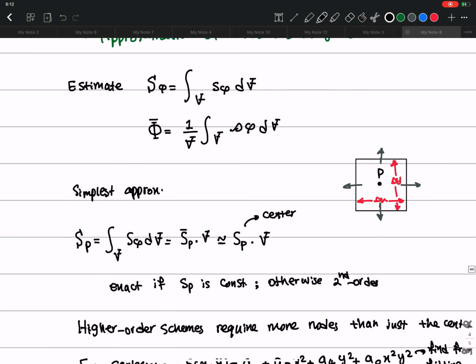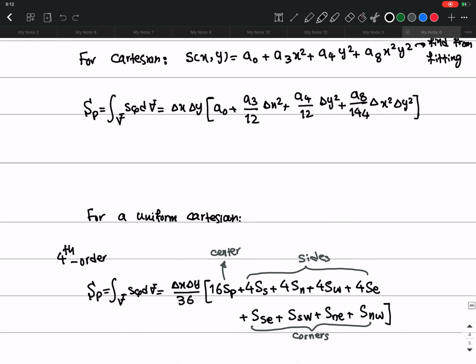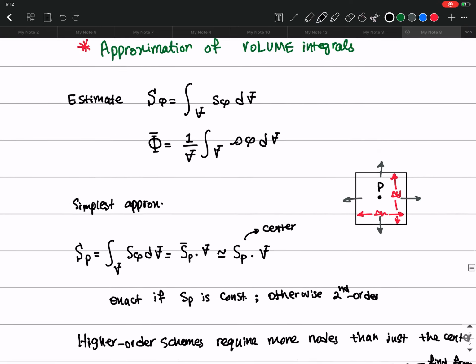So this one was very simple, second order. But in order to become higher order, we need to use more nodes. So here I have used 1, 2, 3, 4, 5, 6, 7, 8, 9 nodes. With 9 nodes, I could get fourth order accuracy for this volume integral. And this shows that it is kind of difficult to increase the accuracy in these volume integrals.